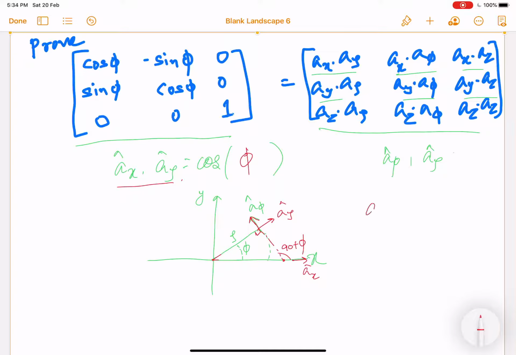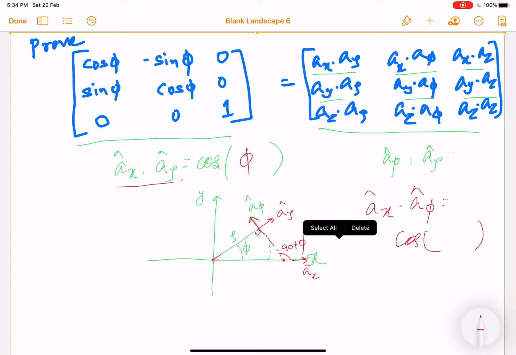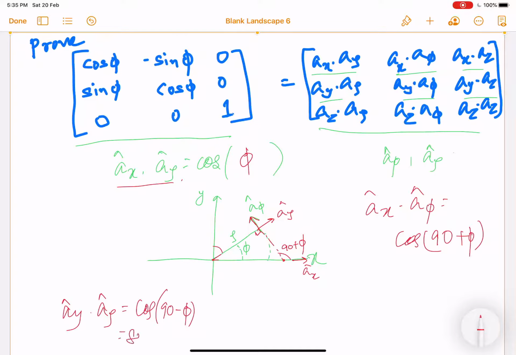Next, between ax cap and a phi cap, we need the cos of the angle between them. Over here you can see the angle between them is 90 plus phi, so I'll write 90 plus phi. Then next, between a y cap and a rho cap, as I can see over here, the angle between them will be 90 minus phi. Cos of 90 minus phi is pretty straightforward. This is sin phi.